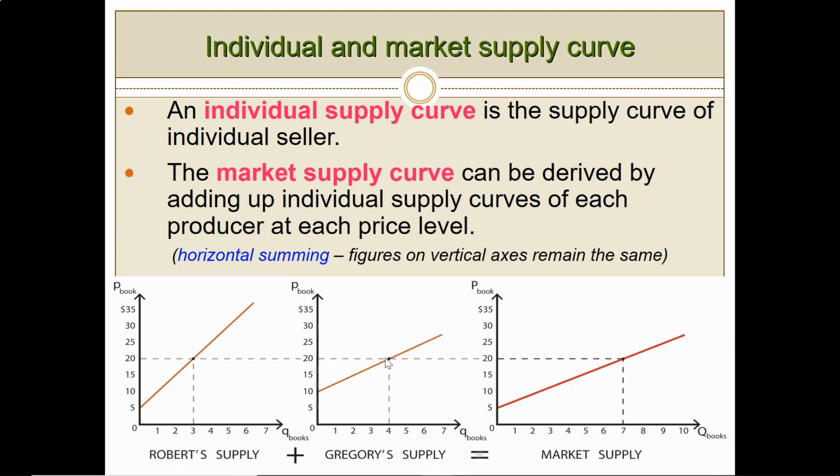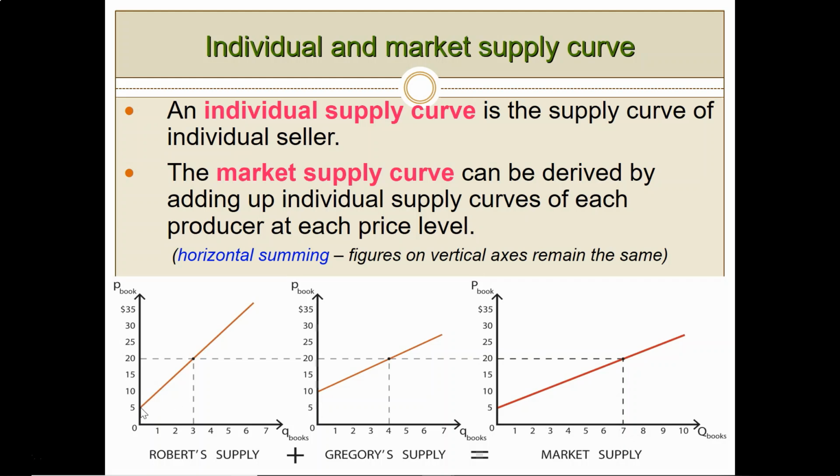Market supply curve can be derived by adding up the individual supply of each seller, of each company which operates in a particular market. In other words, we'll have a horizontal summing. Figures along the vertical axis, prices, will remain the same, but figures along the horizontal axis will be added up. So when price is 20, Robert, our first company, sells 3 books. Gregory, second company, sells 4 books. So in total, when price is 20, there will be 7 books sold in the market.